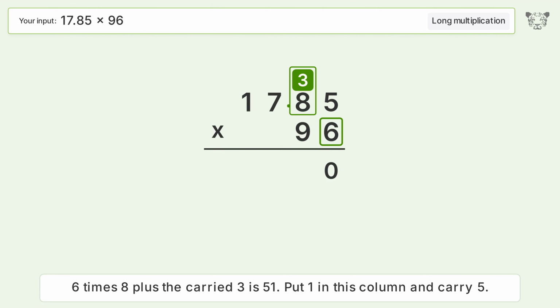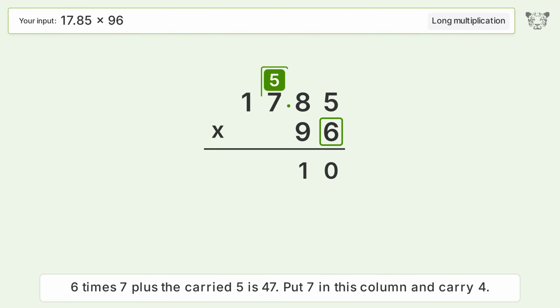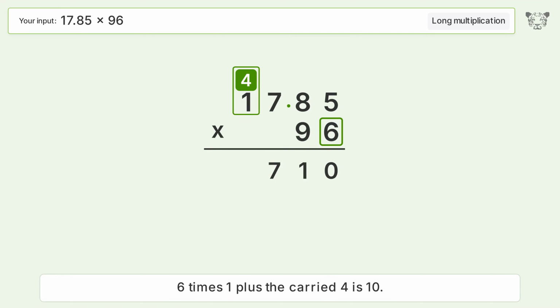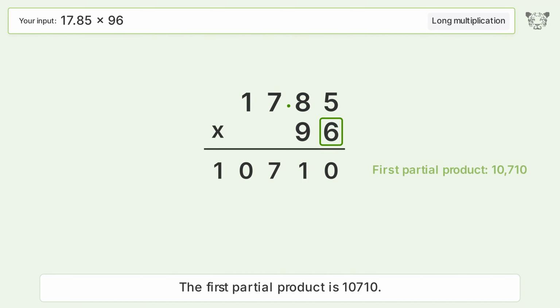6 times 8 plus the carried 3 is 51. Put 1 in this column and carry 5. 6 times 7 plus the carried 5 is 47. Put 7 in this column and carry 4. 6 times 1 plus the carried 4 is 10. The first partial product is 10,710.